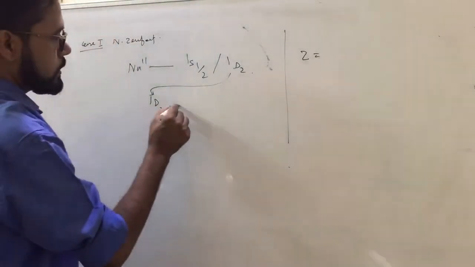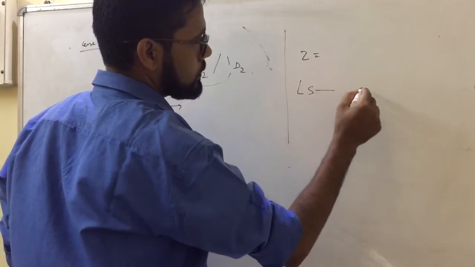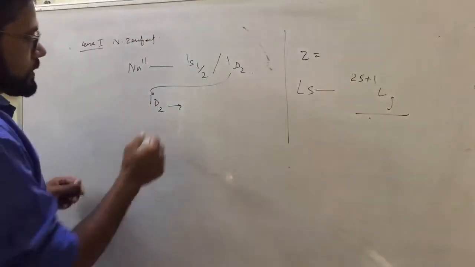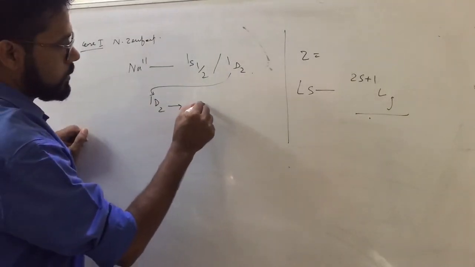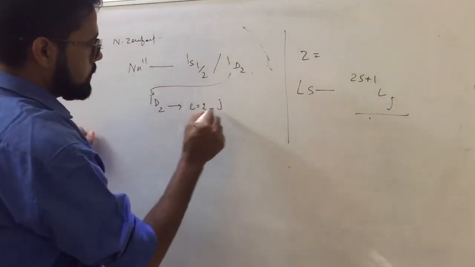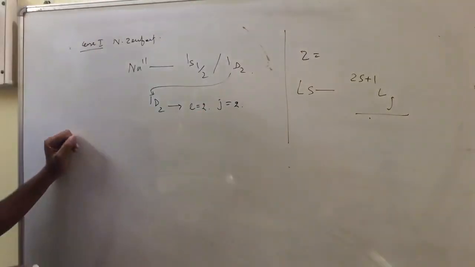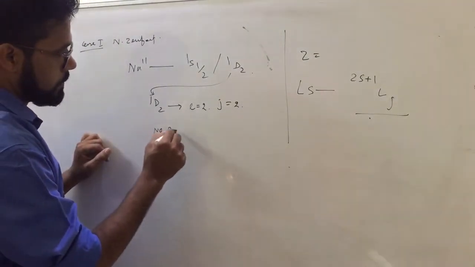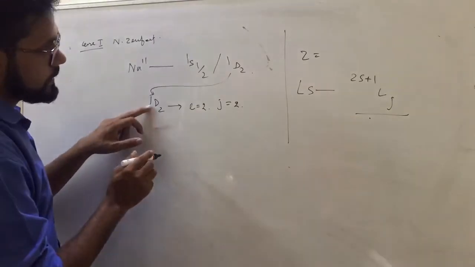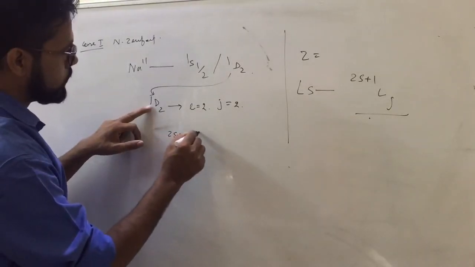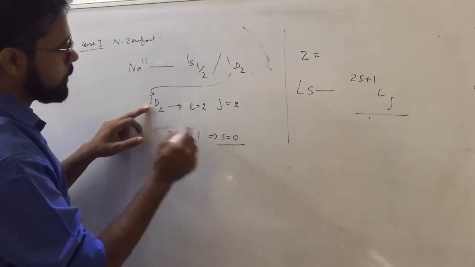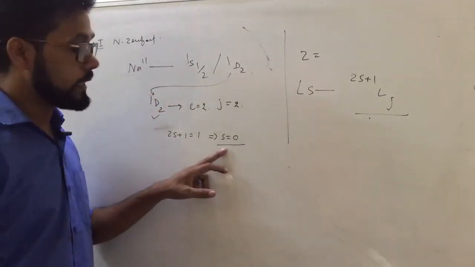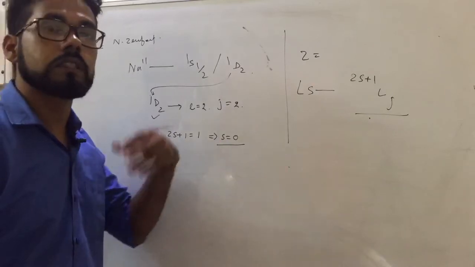Suppose the D line, how will the spectral term look in LS notation? You know the LS notation, 2S plus 1, L, J. This is the LS notation. So here D means L equal to 2, you know this value, and J equal to 2. Clear? Now the S term represents 2S plus 1 equal to 1, that means S equal to 0. From this term you can say this is a normal Zeeman effect, because S is equal to 0, spin is not considered, meaning it is the normal Zeeman effect.